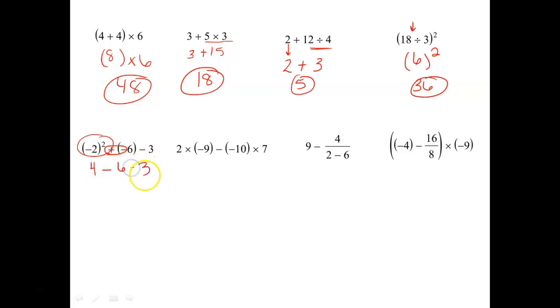-6 minus 3, okay? Always, if you ever see two signs side by side, is it going to either be a positive or a negative? Don't confuse yourself. So now you have 4 minus 6, which is -2. -2 minus 3 is -5.